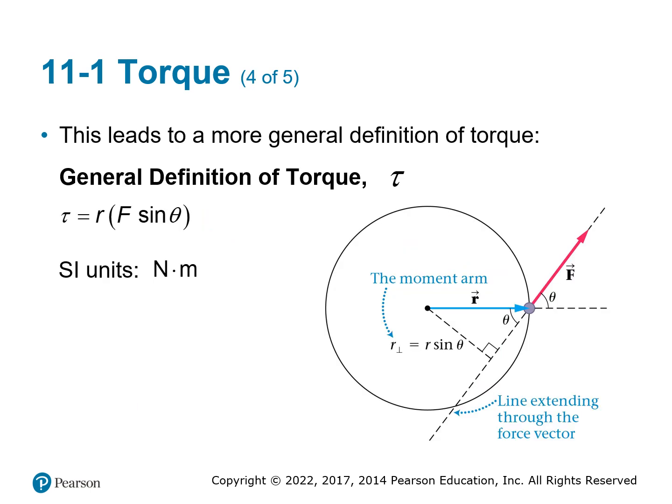So if you have angled force, then all you're going to do is take that distance and multiply it by the force, times sine of theta. That's it. It's still in newton meters. This is for angled forces. Regular torque is if your force is linear or in the same path.